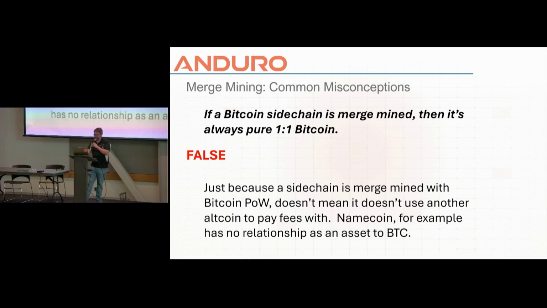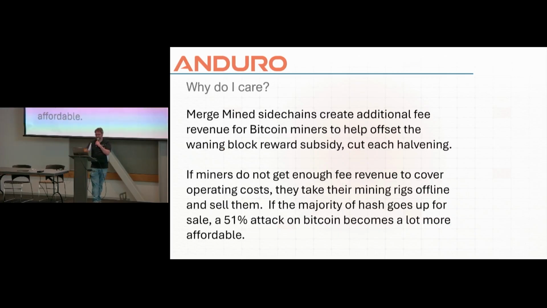So another common misconception about merge mining: if a Bitcoin sidechain is merge mined, then it is always pure one-to-one Bitcoin, and that is not true. Just as I mentioned with Fractal Bitcoin, the asset has nothing to do with Bitcoin itself. So just because they're merge mined, same with BOB, if an asset is merge mined with Bitcoin, that has no bearing on the asset being related to Bitcoin whatsoever in price, redeemability, or anything else.